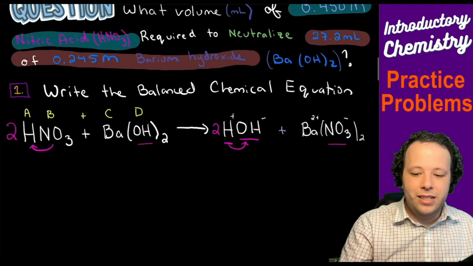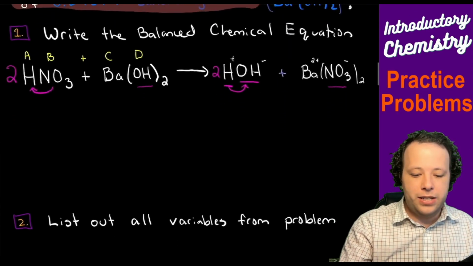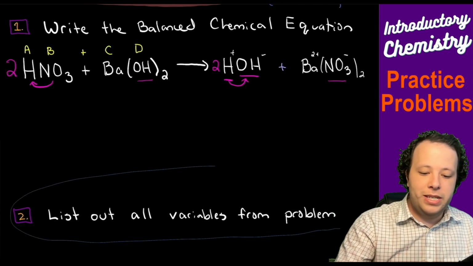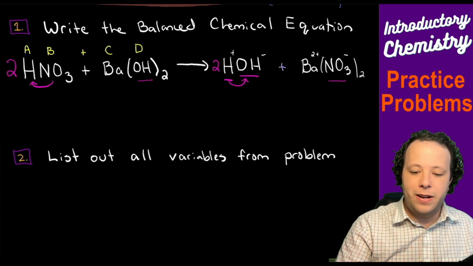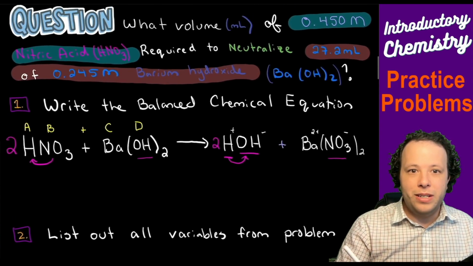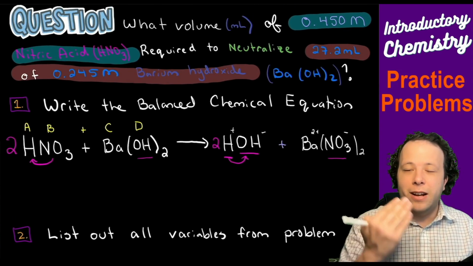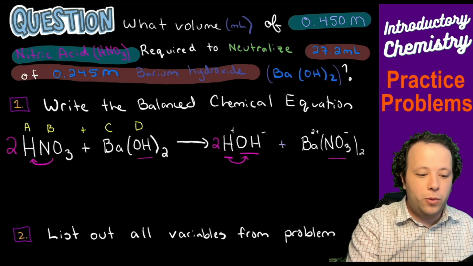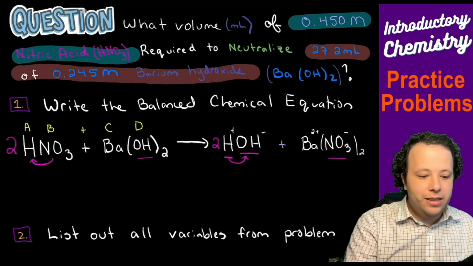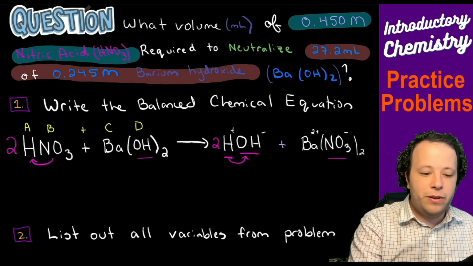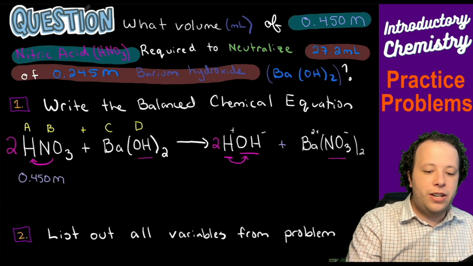All right. So now that we have that, what is our next step? Our next step in the problem is to list out all the variables from the problem. Now, why is that important? Well, the reason behind this is it helps us be organized and to see what exactly we are being given. So in this problem, the first thing that we have is 0.45 molar of HNO3.